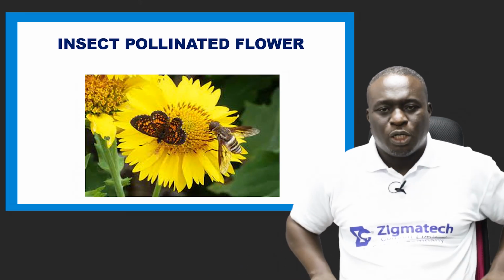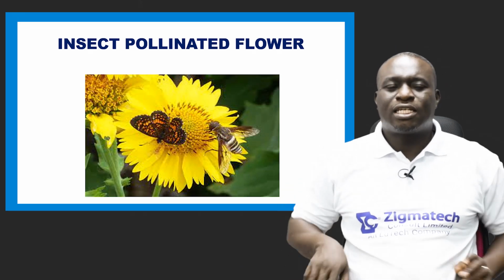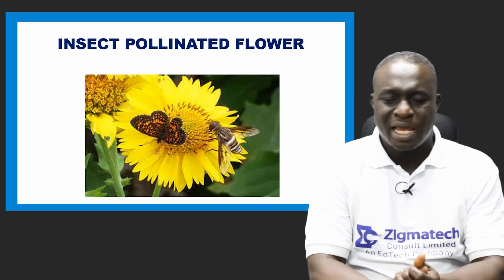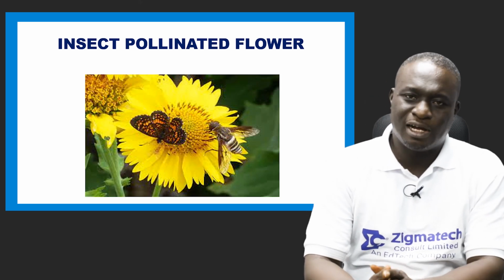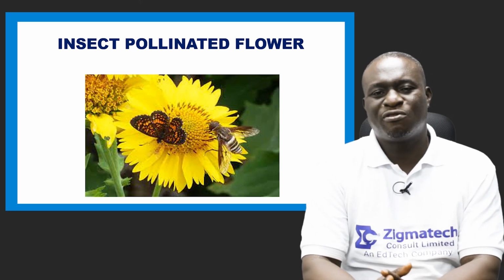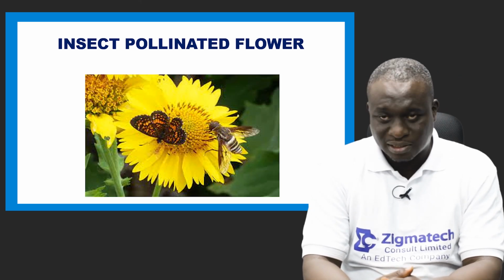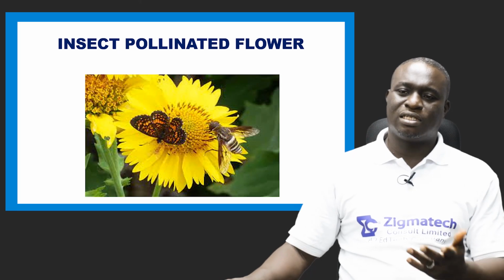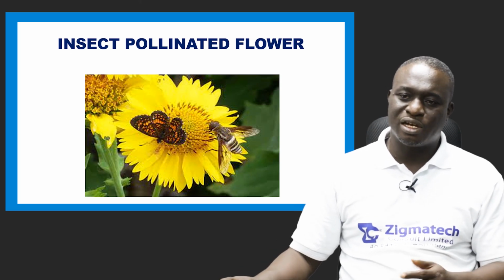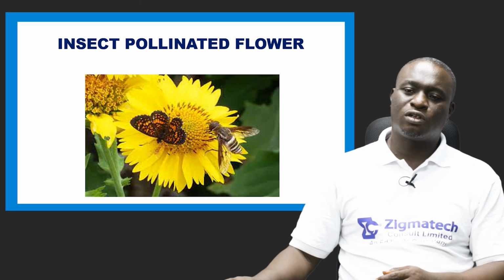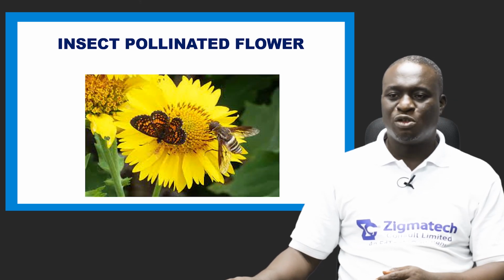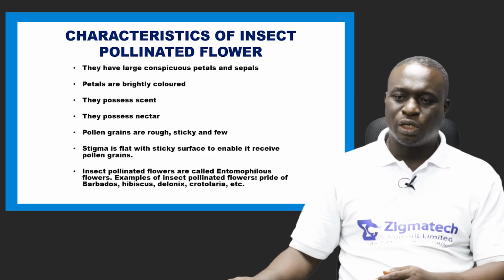The next we're going to be looking at is insect-pollinated flowers. Insect-pollinated flowers are flowers that are pollinated by insects. Now, take a look at the structure on the screen. We have a brightly colored flower, and you can see insects pollinating it.